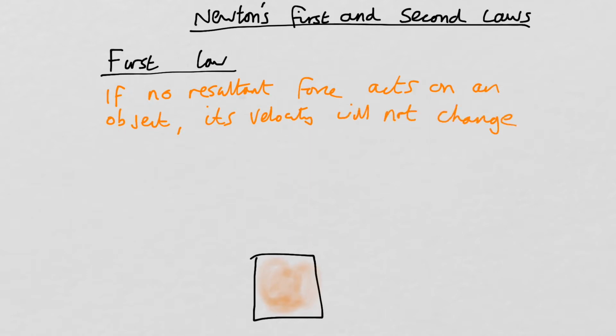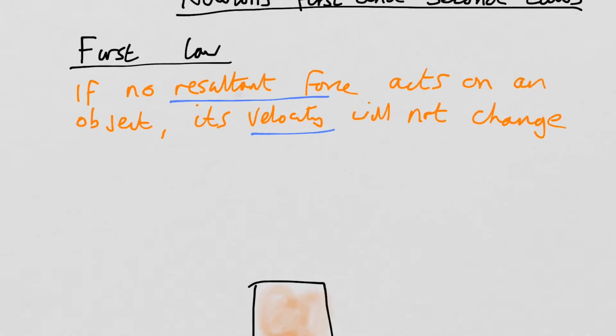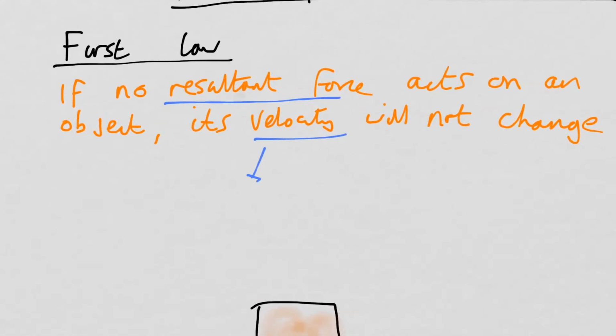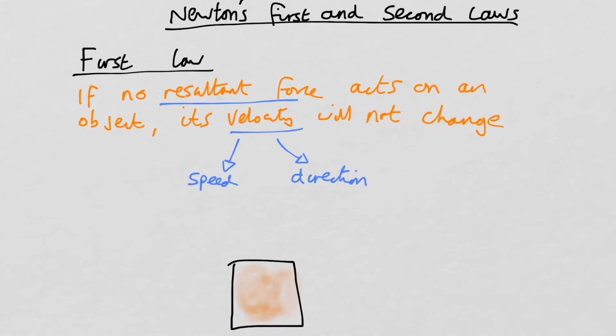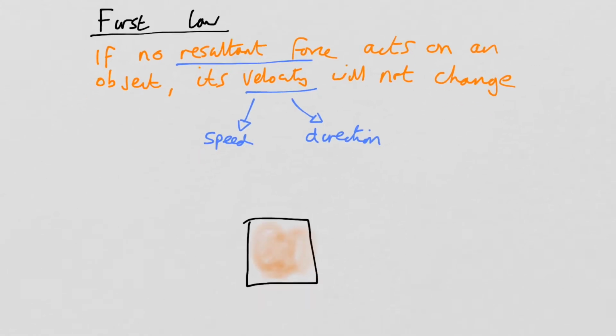So if no resultant force acts on an object, its velocity won't change. We're worried about the resultant force and its velocity. Now remember, velocity takes into account speed, and because it's a vector quantity, it takes into account direction as well. In other words, if no resultant force acts on an object, that means the forces are balanced, then it won't change its speed and it won't change its direction.